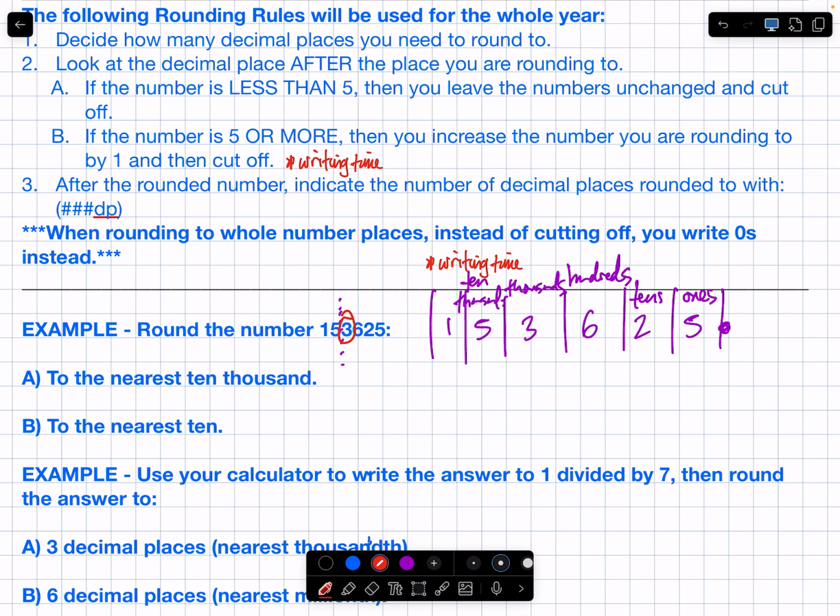Yes. So if the number's less than 5, you leave the numbers unchanged and cut off. But because we're doing big numbers, instead of cutting off, when you're rounding to whole number places, you write zeros instead. So I leave 1 and 5 alone. And what do I replace everything else with? Zeros. That's like you're cutting off.